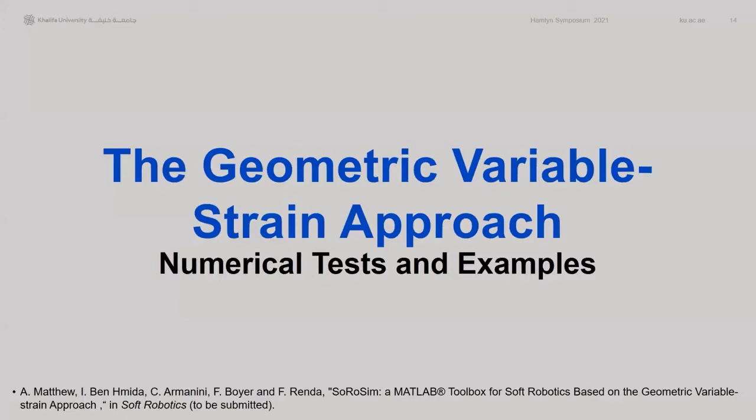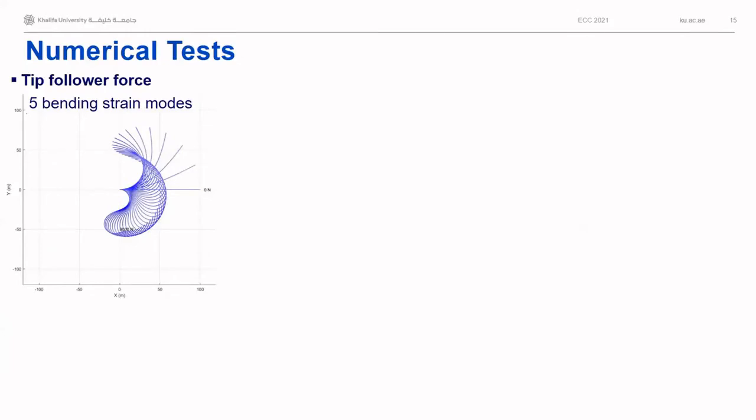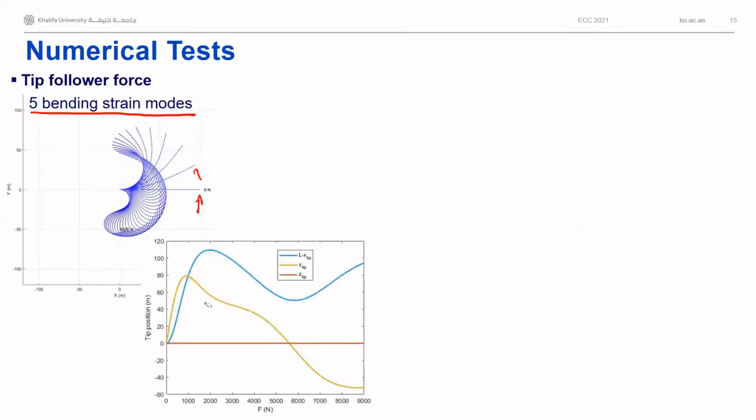Okay, let's see now some numerical tests and examples. In this first test, we use 5 bending strains, so 5 degrees of freedom only, to model the follower force. Here we have a force which is pushing with increasing strength this 100-meter long beam. So we are stressing the model a little bit. We follow the tip trajectory and we obtain exactly the same solution one can obtain with geometrically exact finite element method, but with only 5 degrees of freedom instead of, I don't know how many you need with a finite element method approach.